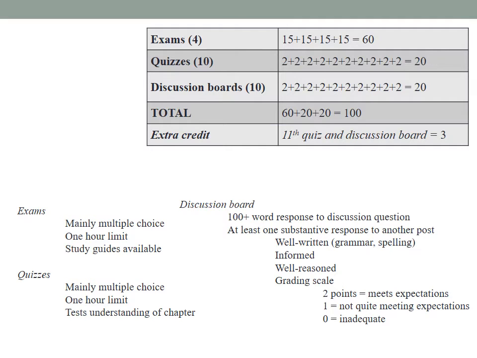If you meet expectations, and your responses are well written, informed, and well reasoned, then you'll get the maximum 2 points. If your responses and contributions are in some respects deficient, then you will receive 1 point, and if they fall well below expectations, then you won't receive any points for that particular contribution to that week's or that section's discussion board. The points available across the first 4 exams, the 10 quizzes, and the 10 discussion boards sum to 100.